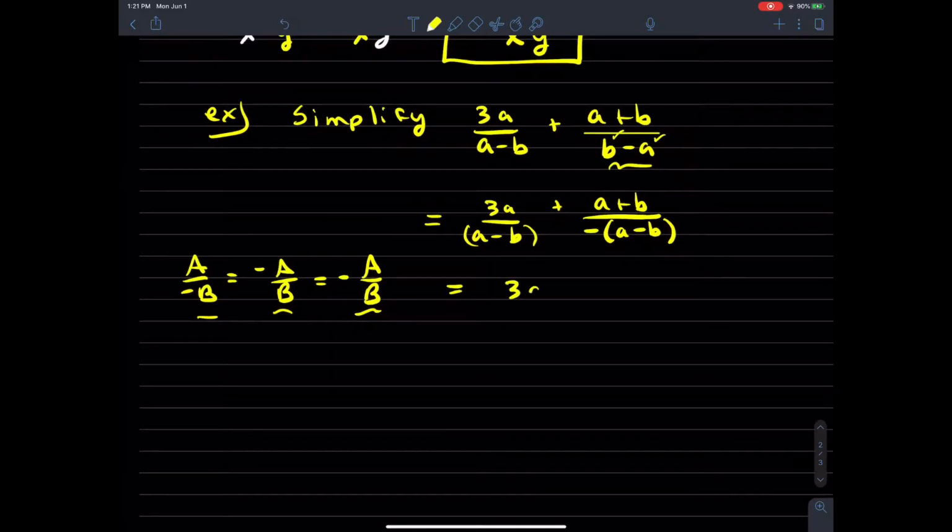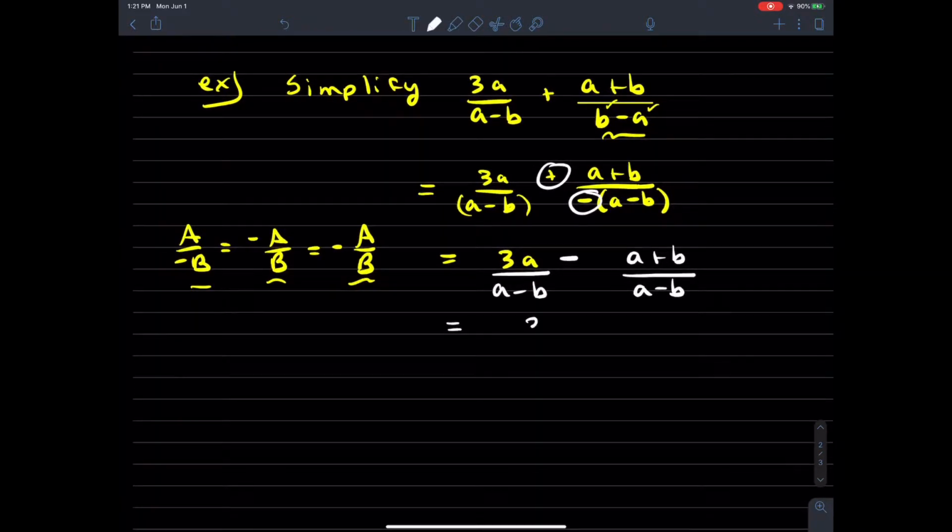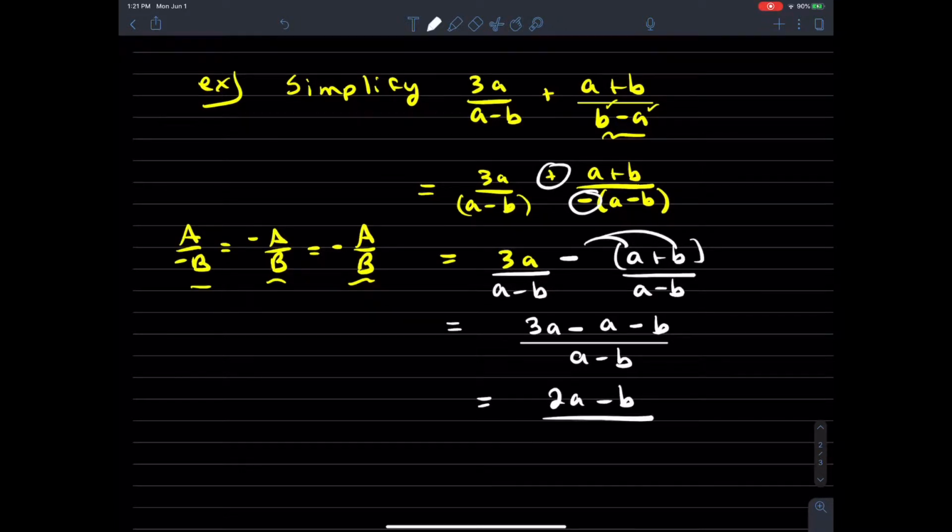Or if you want to look at it, this negative here can be a subtract now, minus a plus b. Or you can keep the plus there and distribute the negative to the a plus b. It's the same thing. So now we have a minus b, a minus b. Now we have it all set up that we have our denominator exactly the same. So the answer is 3a minus b. You do need to subtract both of those terms all over my common denominator, 2a minus b all over a minus b is my final answer.